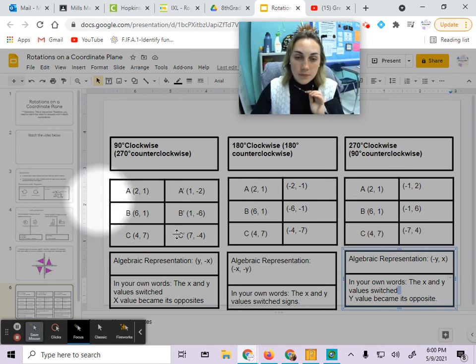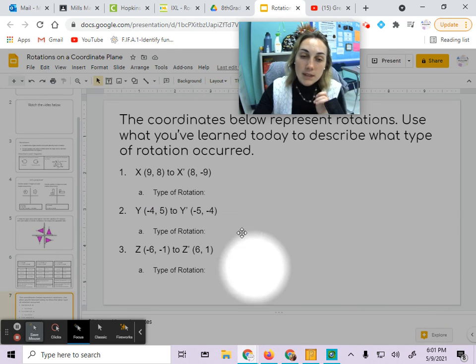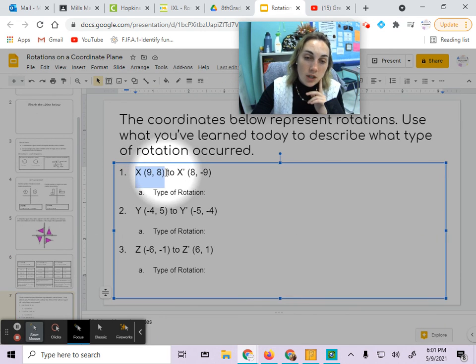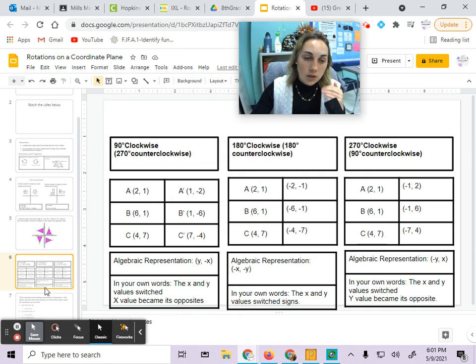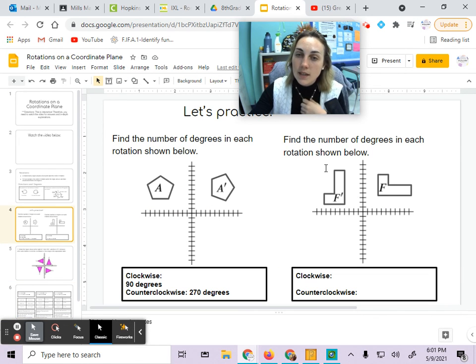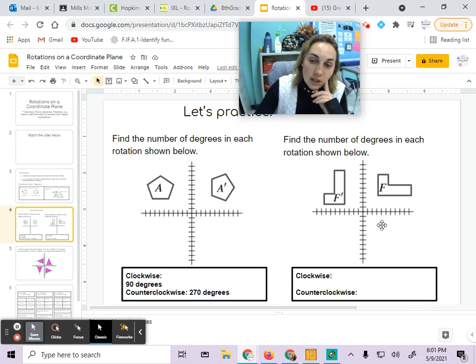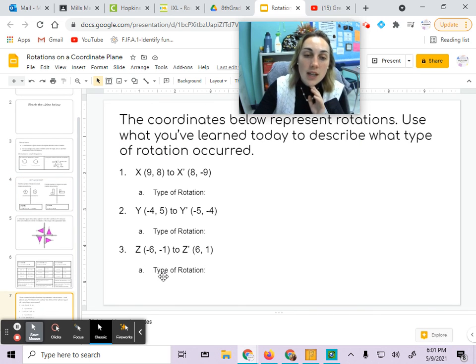Here's your job now. Your job is to complete slide number 7. It gives you your pre-image, and then it tells you what happened to that image. And you need to tell me what type of rotation happened based off of the rules that we discovered here. All right, so make sure you complete the second problem on slide number 4. Tell me clockwise how many degrees it took for our image to move over here, and then tell me how many degrees it moved for it to go counterclockwise. And then finish number 7 for me. Let me know if you have any questions.